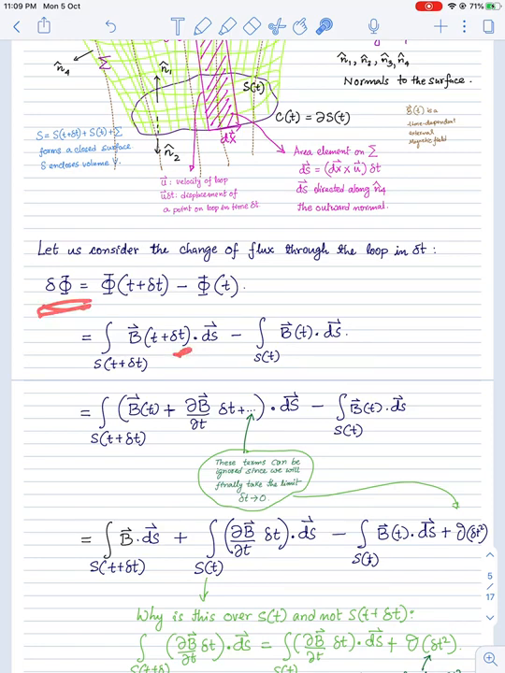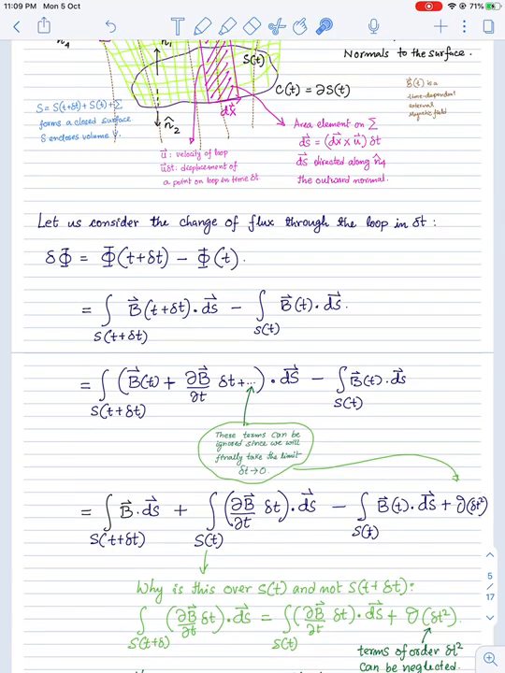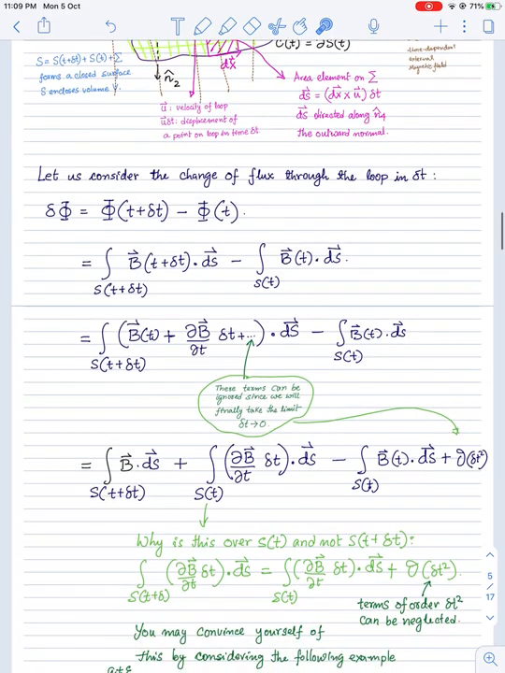So we are going to work only in linear order in delta t, so that we can find d phi dt by taking the limit delta t going to 0. Okay, so that is our goal. If we want to take that limit, then we can take this expression for the magnetic field and do a Taylor series expansion in terms of delta t.